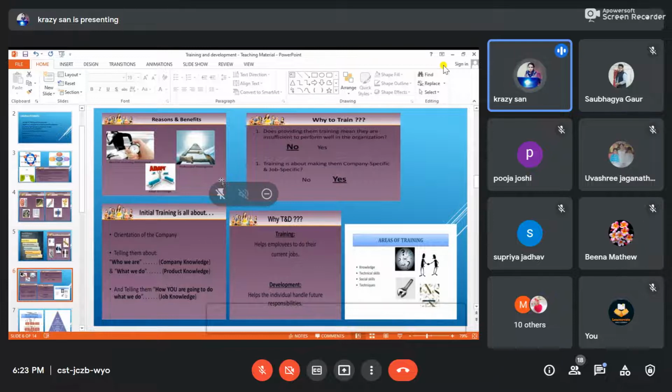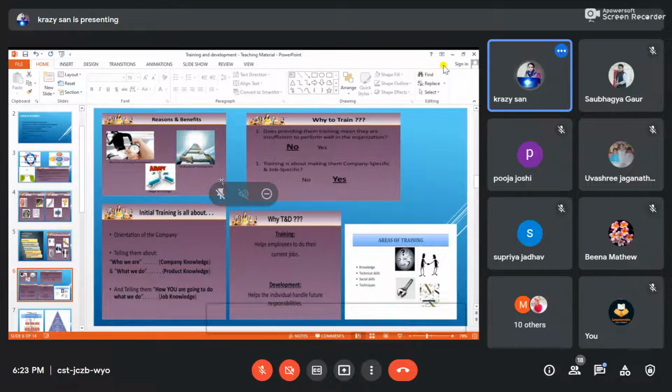What are the areas of training? Knowledge, technical, social, and techniques. You might be having knowledge, but you don't know how to do it. You know the process of doing, but you have not done it practically. Then the training is needed for you. You are good at the theoretical concept, but technically how that is done, you are a little lacking, so software training or other trainings are given to cover that area.